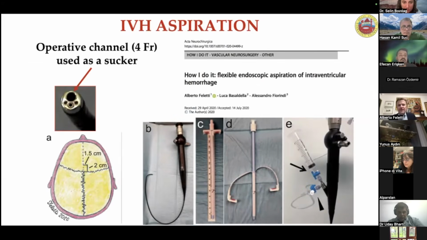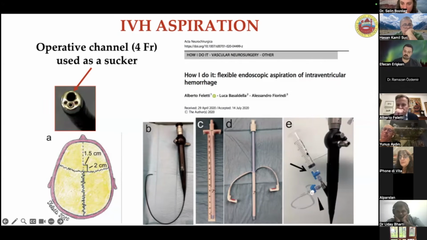And the technique, of course, requires training, but if you look at the instrumentation, it is very simple. What you need is a flexible endoscope and a peel-away sheath to cannulate the lateral ventricle. Then you need a syringe to do the aspirations, connected outside to the operative channel of the flexible endoscope, and a pipeline for irrigation. As you can see, I use the operative channel as a sucker.